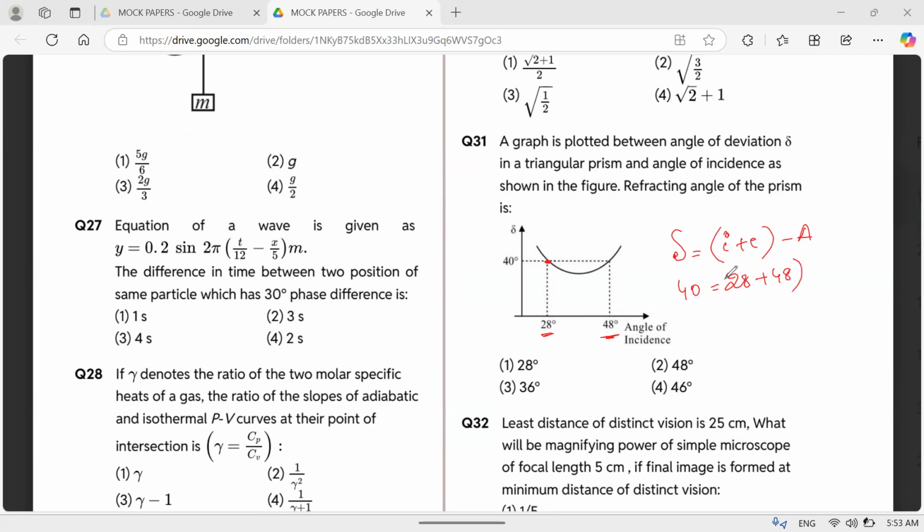Plus angle of emergence is equal to how much? 48. And the angle of the prism, I don't know, that I need to calculate. Angle of the prism A. So A value will be equal to how much, beta? 28 plus 48 minus 40. So obviously A will be equal to 36 degrees.